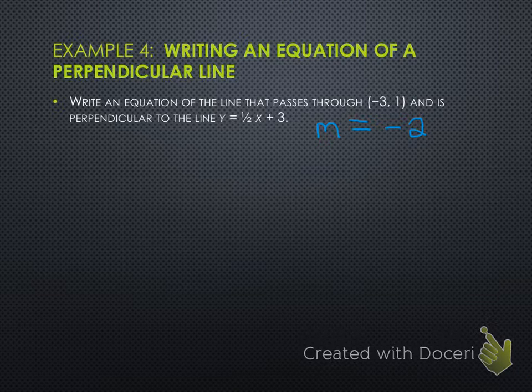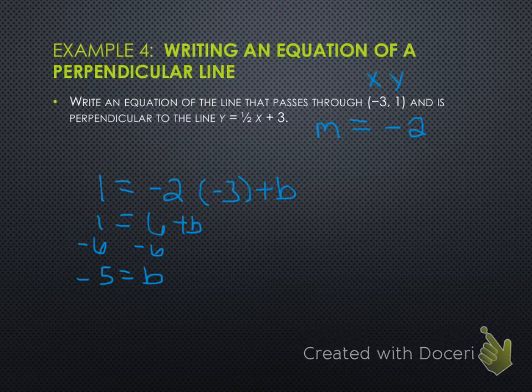So I'm going to plug in this for my x, this for my y, and solve for my b so that I can find out where my y-intercept is going to be. So y, so 1, equals m, which is negative 2, times x, which is negative 3, plus b. So 1 equals negative 2 times negative 3, which gives me a positive 6, plus b. Subtract 6 from both sides, and I get b is negative 5.